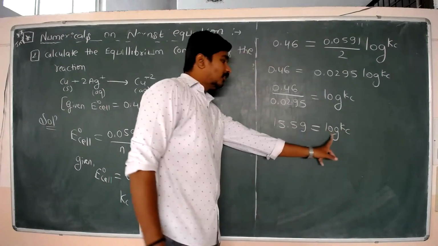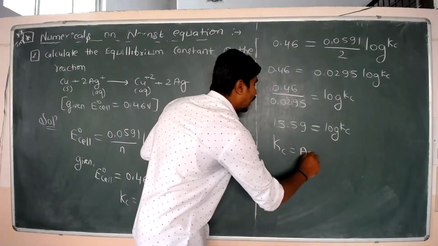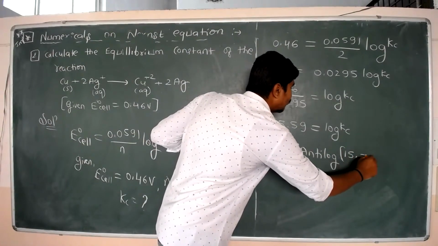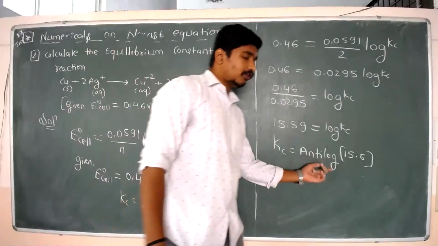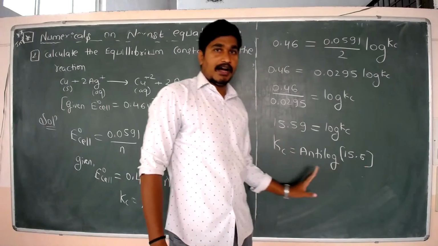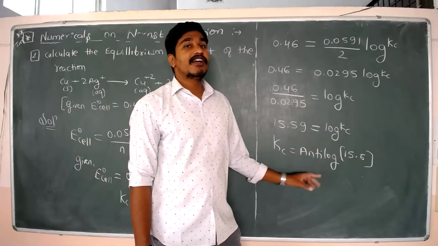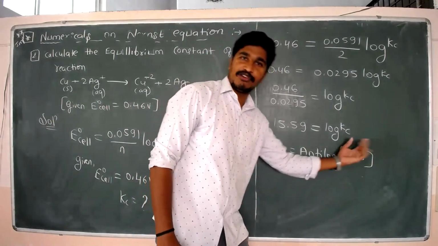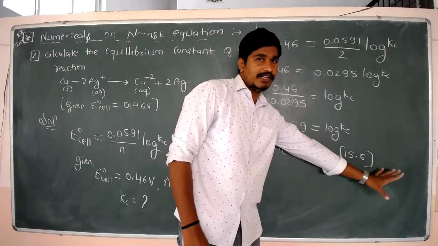Now, if you take log to this side, it will become anti-log. That is, Kc is equal to anti-log of 15.59. I am writing directly 15.6. Now, how to see the anti-log? It is different for positive values and negative values. The procedure for negative values is different from the procedure for positive values. Here it is a positive value, therefore I am telling directly for positive values only.